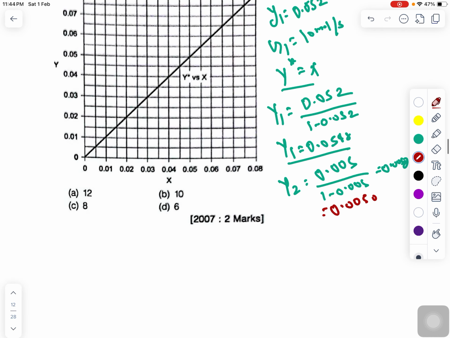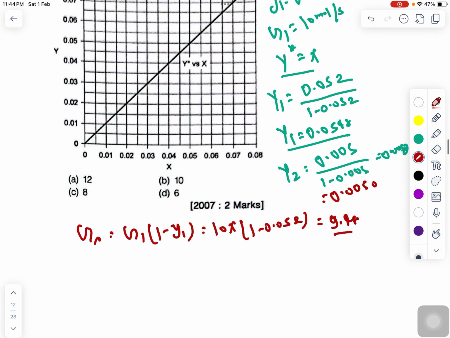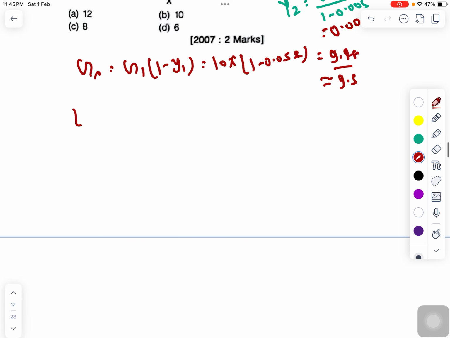Second thing is, what is Gs? So Gs can be written as G1 into 1 minus small y1. So G1 is 10 into 1 minus 0.052. So if you calculate 1 minus 0.052 multiplied with 10, here you will be getting 9.48. So that will be equal to 9.48. Is that clear? So this is approximately equal to 9.5, you can say, right? Approximately 9.5. Okay. Now if I calculate Ls by Gs, that will be approximately 9.5 divided by 9.5, that is equal to 1.